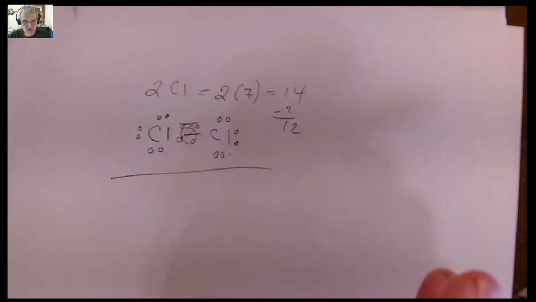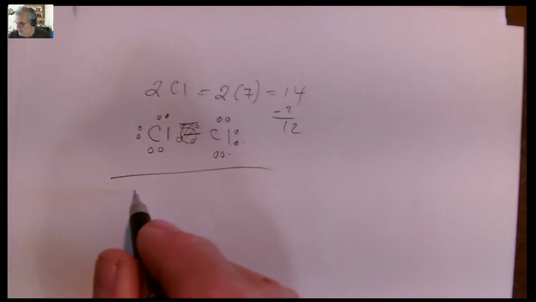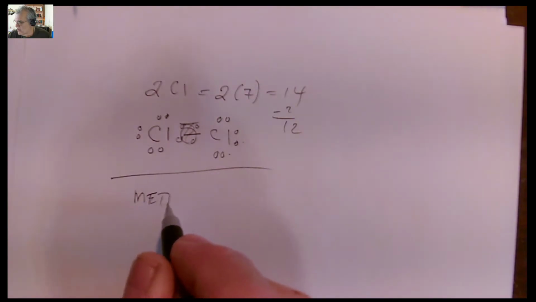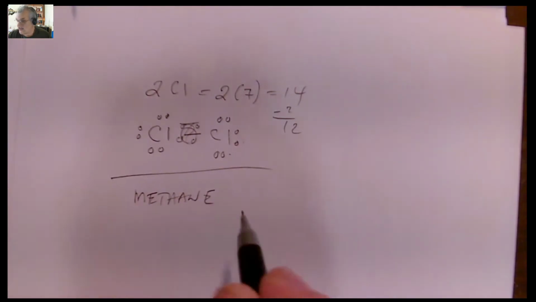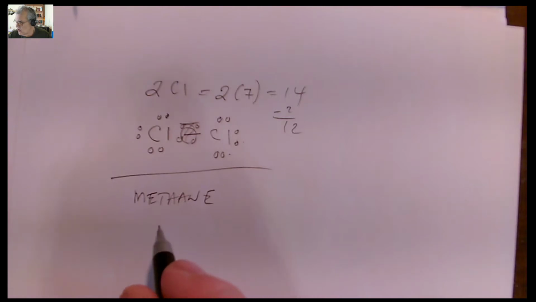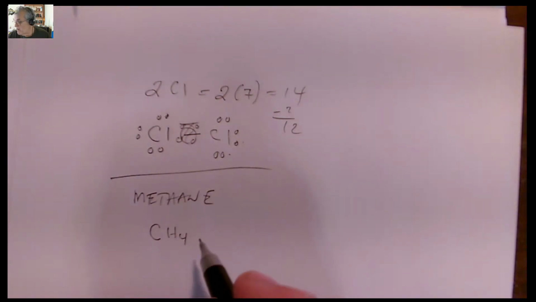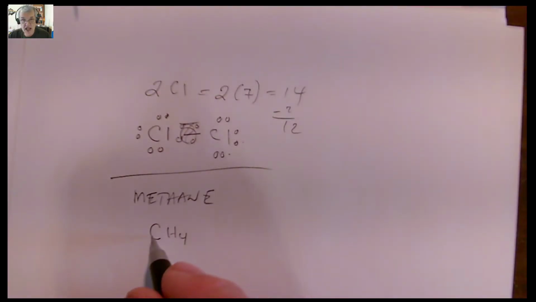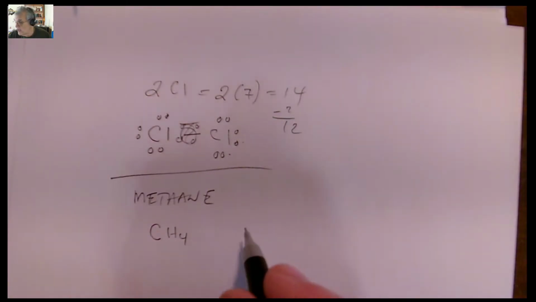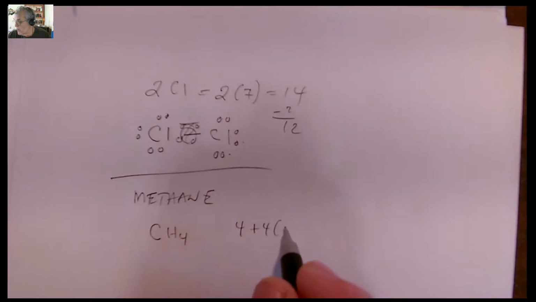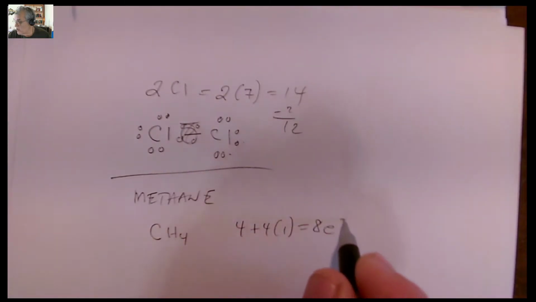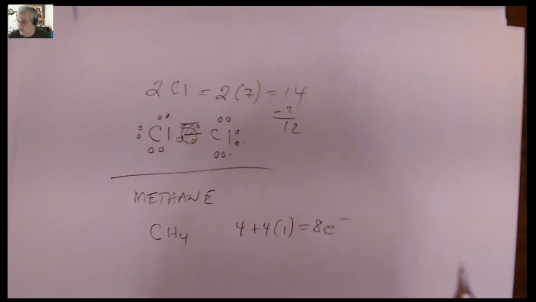So let's draw methane. Methane is CH4. That means we're going to have how many valence shell electrons? Carbon has 4, and each hydrogen has 1. So we have 4 plus 4 times 1, and that's going to be 8 electrons total. That's how many electrons we have to deal with.